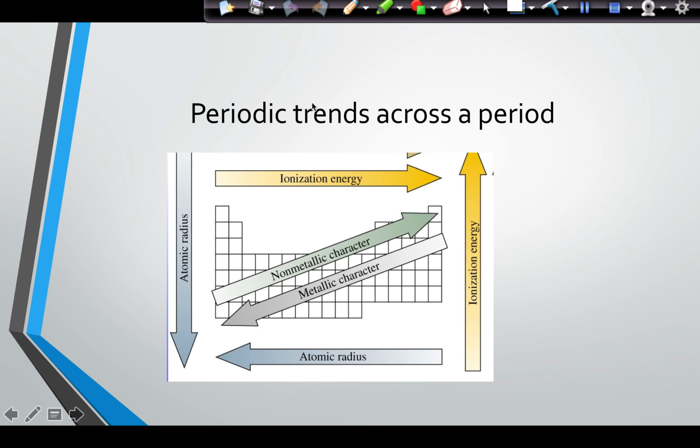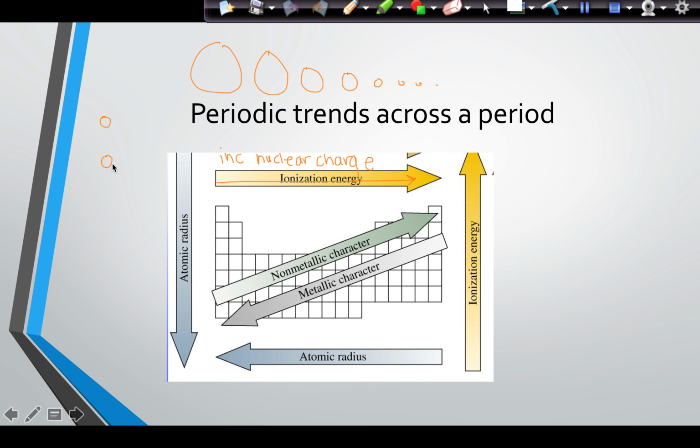In the periodic table chapter, when we talk about periodic trends, ionization energy increases across the table. So does electronegativity. And the reason why this happens across a period is because of increasing nuclear charge. We also have the atomic radius getting smaller as we go across because of this increasing nuclear charge.